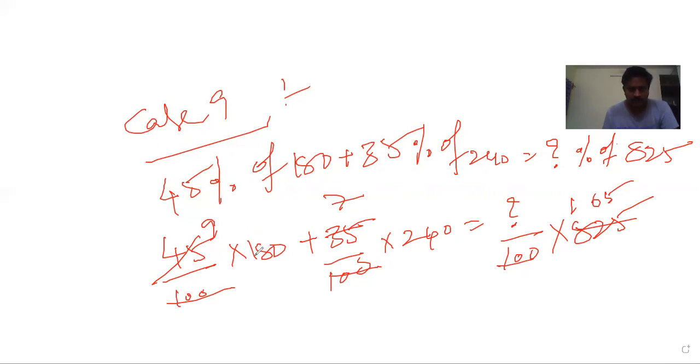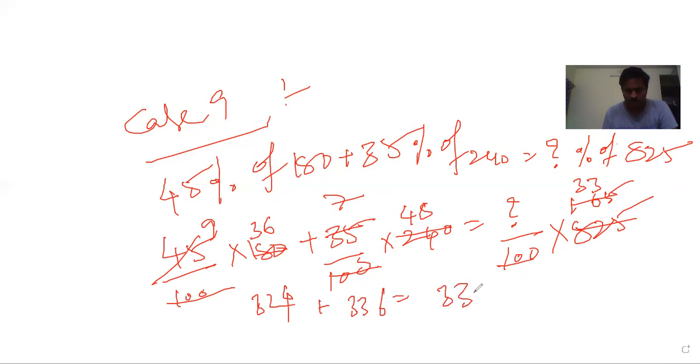Next, again these values divide with 5. 5 3s are 15, 5 6s are 30, 5 4s are 20, 5 8s are 40, 5 3s are 15, 5 3s are 15. Now 9 into 36, 9 6s are 54, 9 3s are 27, 32, 7 8s are 56, 7 4s are 28, 33 equal to 33 into question mark. 10, 5 6 6 equal to 33 into question mark.